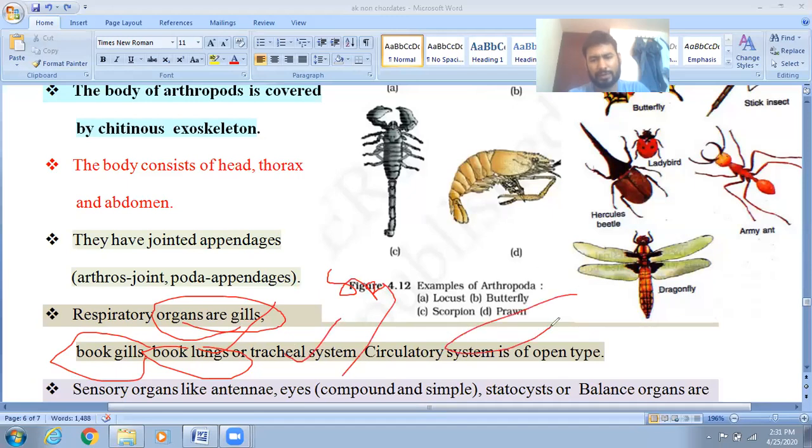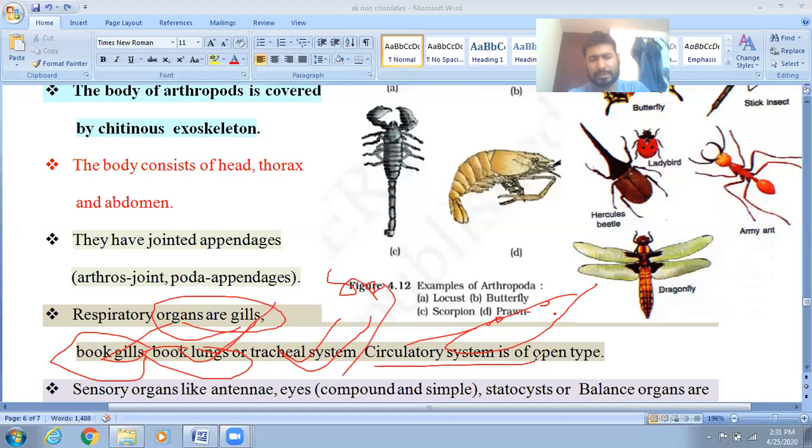You know the cockroach body very well. They have small pores, and these small pores are known as spiracles. Through the spiracles air enters the body, and through the tracheal system gaseous exchange takes place. Clear? So the cockroach has a tracheal system, while the spider has book lungs and gills, and book gills also are involved in respiration.